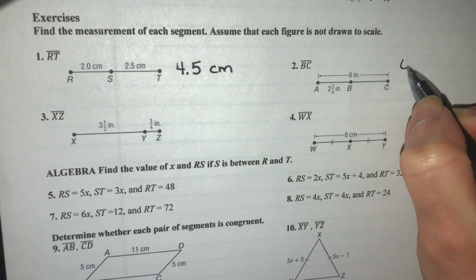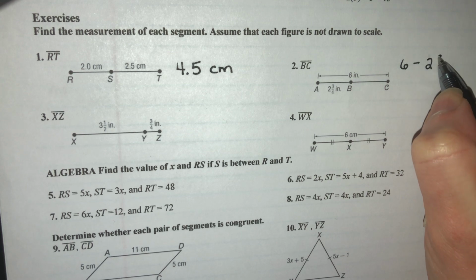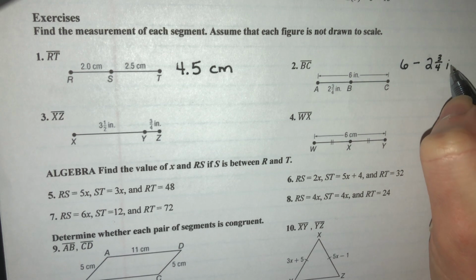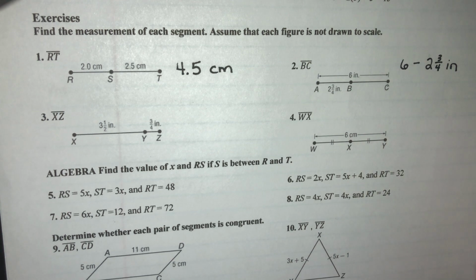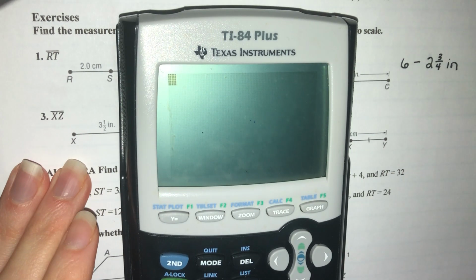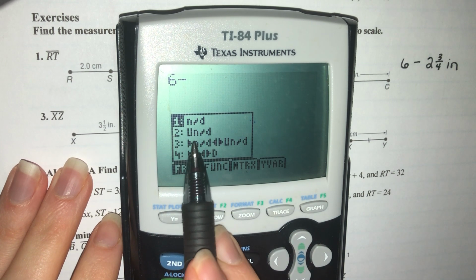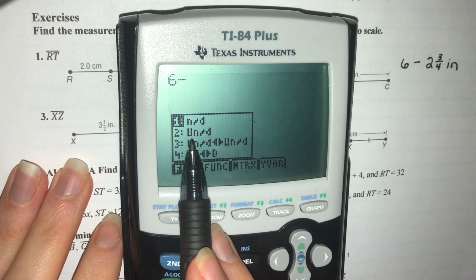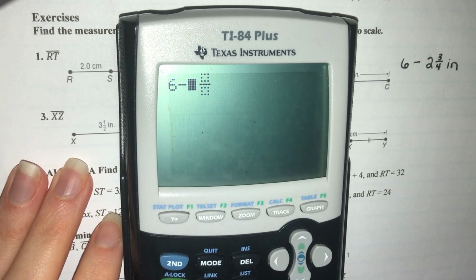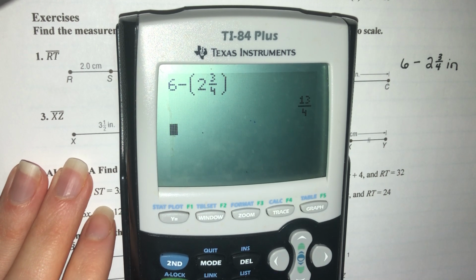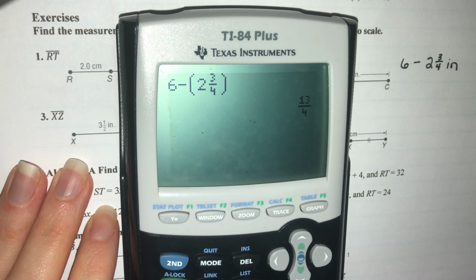So you're going to go 6 minus 2 3/4 inches. You should have learned how to subtract mixed numbers in middle school at some point. If you do not remember, you're welcome to use a calculator. 6 minus, if you hit alpha, y equals, option 2 is UND, that's for units and a numerator and a denominator, which will give you your mixed number. So you can do it that way, and you'll get 13/4, which is an improper fraction.